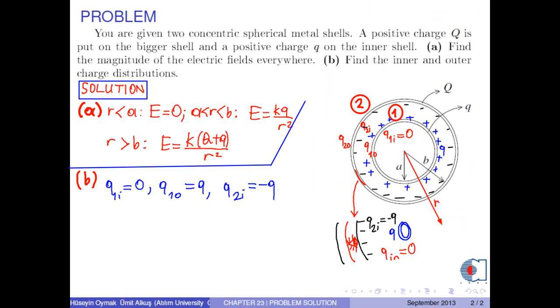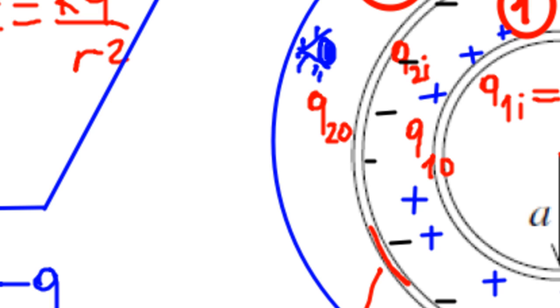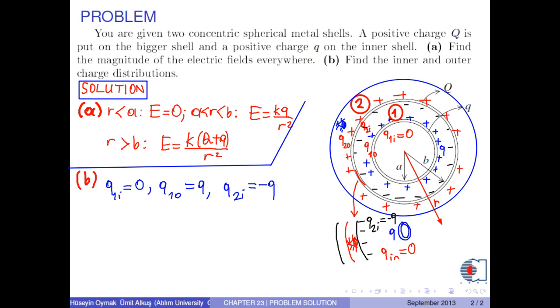Finally, if we draw a Gaussian surface enclosing shell 2, and if we look inside this surface, we see a positively charged outer surface. In other words, the outer charge distribution of shell 2 is the total charge of the system, that is capital Q plus Q.